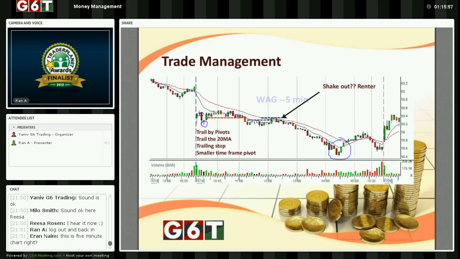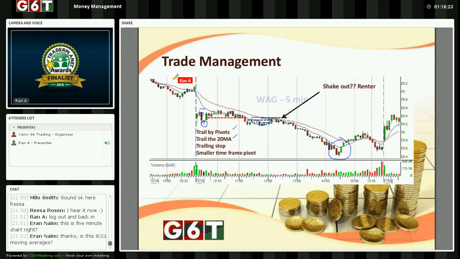So what are the options as far as trading? You can trail pivots. In this case, if you trail a 5-minute pivot, maybe this would get you out. Okay, you can use the base and the original stop held, so you have to be in there. And then if you survive, this is the move. So this is trailing by pivots. Trailing the 20 MA. This I recommend mostly to beginners.